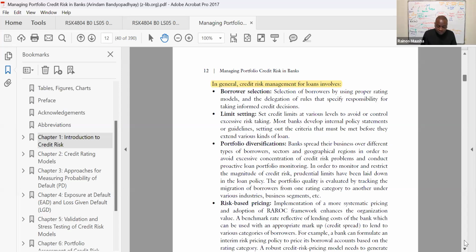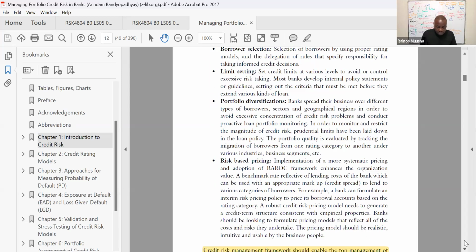The portfolio quality is evaluated by tracking the migration of borrowers from one rating category to another under various industries, business segments. Then there's also risk-based pricing. And then they say the implementation of a more systematic pricing and adoption of the risk-adjusted return on capital framework enhances the organization value. A benchmark rate reflective of lending costs of the bank, which can be used with an appropriate markup, like a credit spread, to lend to various categories of borrowers.